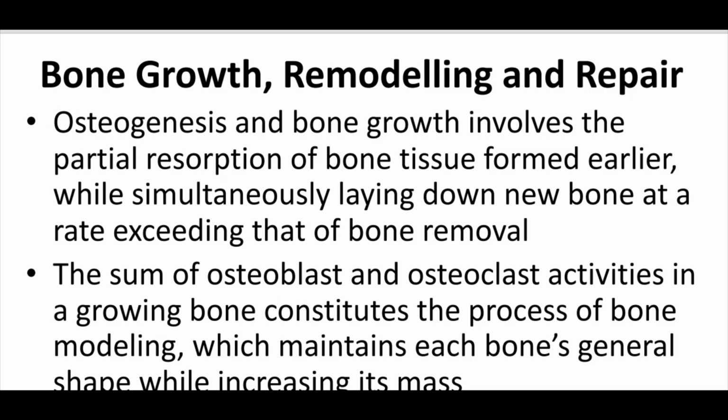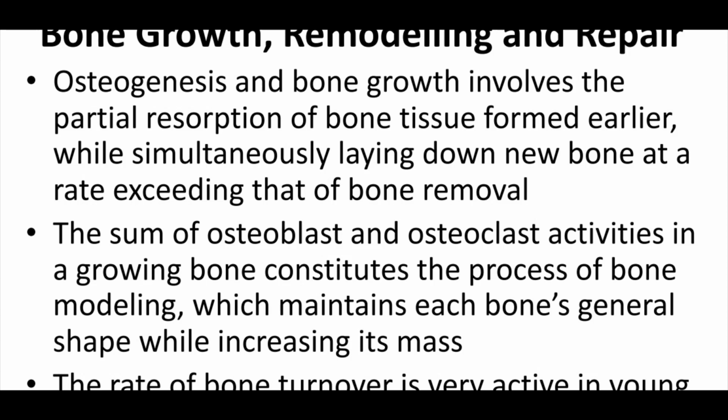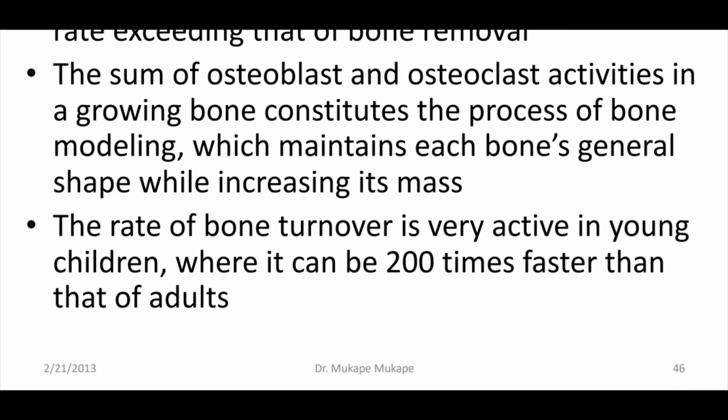So now let's look at the last part, which is bone growth, remodeling, and repair. Osteogenesis and bone growth involves the partial resorption of bone formed earlier, while simultaneously laying down new bone at a rate exceeding that of bone removal. The sum of osteoblast and osteoclast activities in a growing bone constitutes the process of bone remodeling, which maintains bone's general shape while increasing in mass.